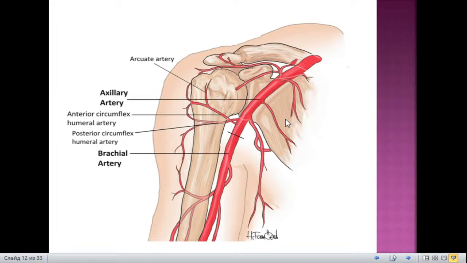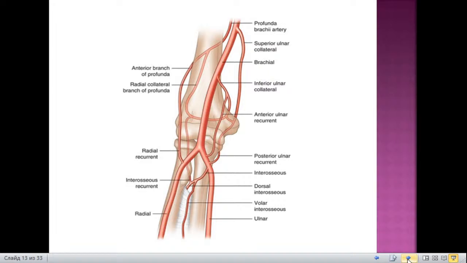The second anastomose is called humeral, and it is formed by the anterior and posterior circumflex humeral arteries, after that the acromial branch of the thoracoacromial artery, and the ascending branch of the deep brachial artery. It's an anastomose between the axillary and brachial arteries. Well, we found some anastomoses in the shoulder region. Let's go down and talk about the arterial network of the elbow joint.